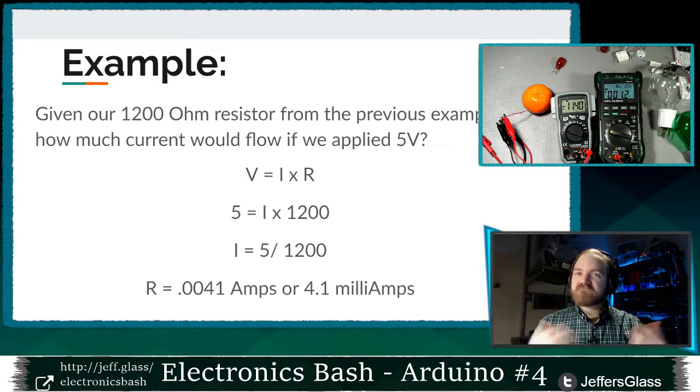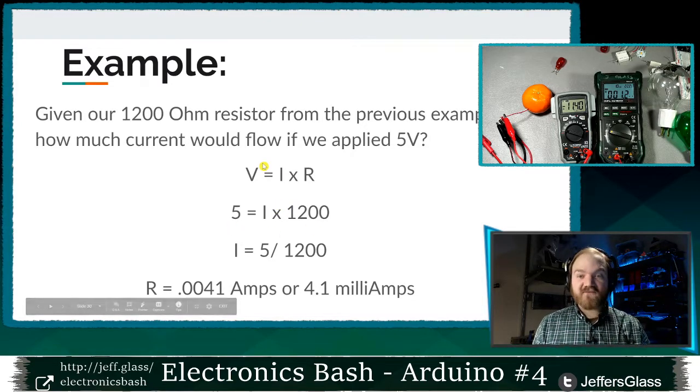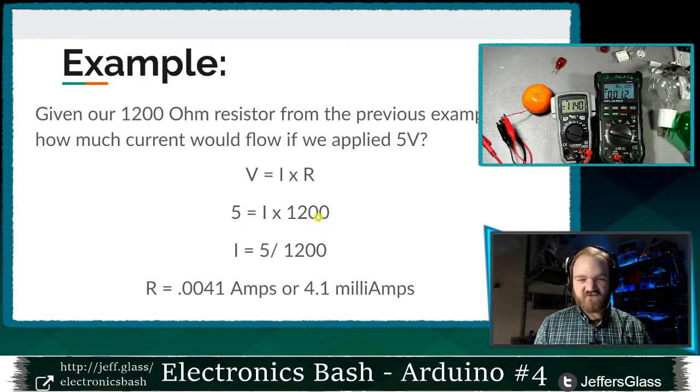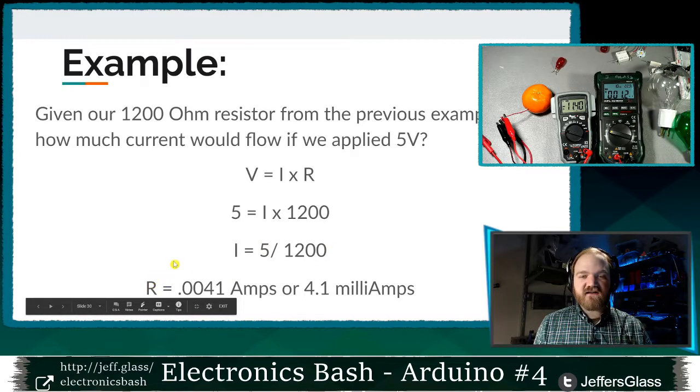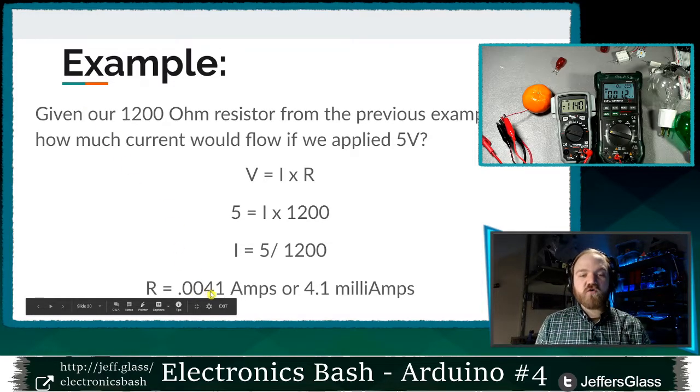Well, same math as before. I have my V equals I times R. So my 5 volts this time is going to be the current that I'm looking for times my 1200 ohms of resistance. We divide both sides through by 1200, so my current is 5 over 1200. This R should be I, for current. My current is 0.0041 amps, or about 4.1 milliamps.